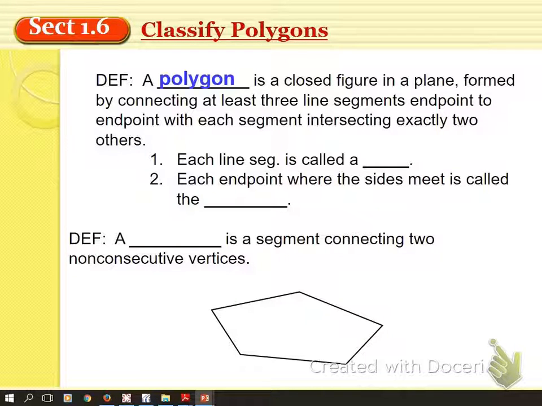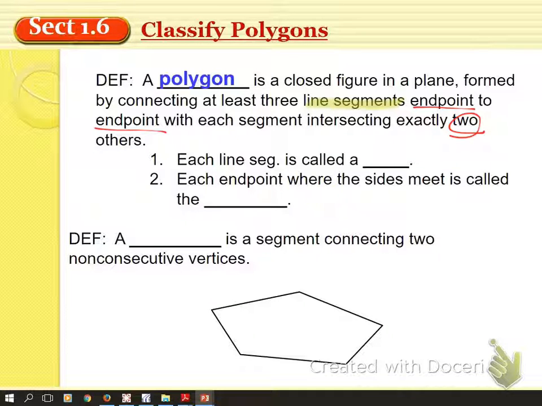Big key here is that they have to be line segments, endpoint to endpoint. So they have to connect endpoint to endpoint. Okay, you can't go endpoint to midpoint or whatever. With each segment intersecting exactly 2 others. All that has to be true in order to make this a polygon.